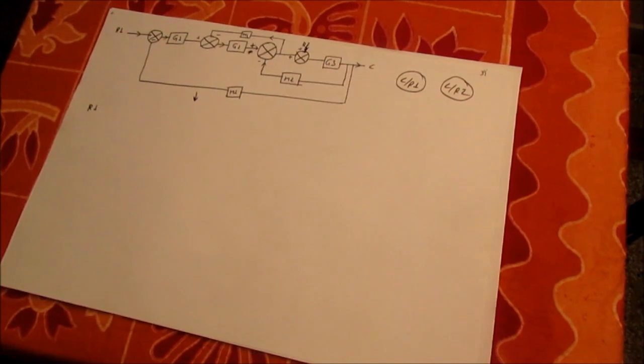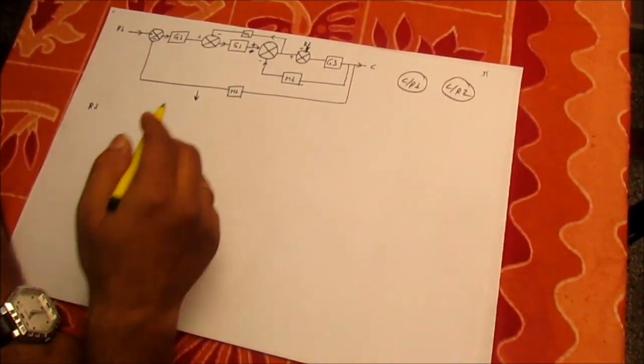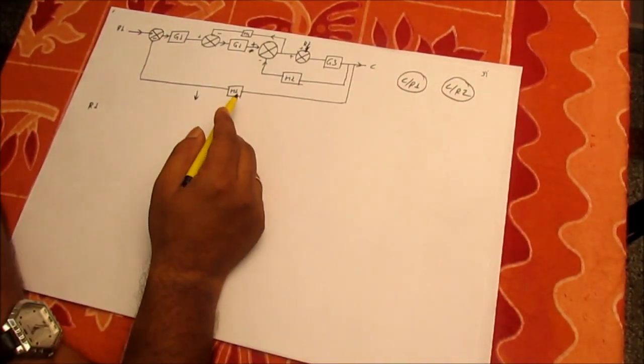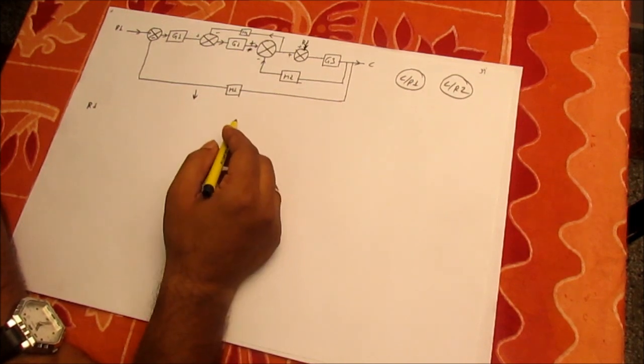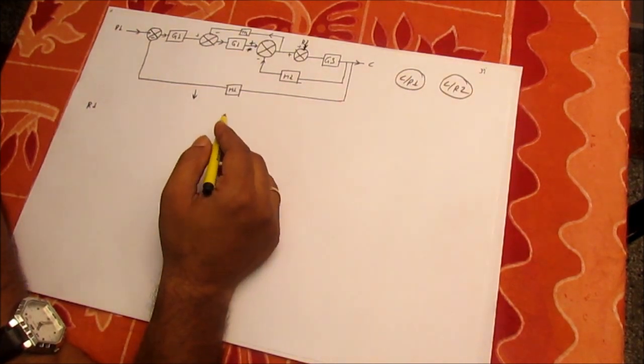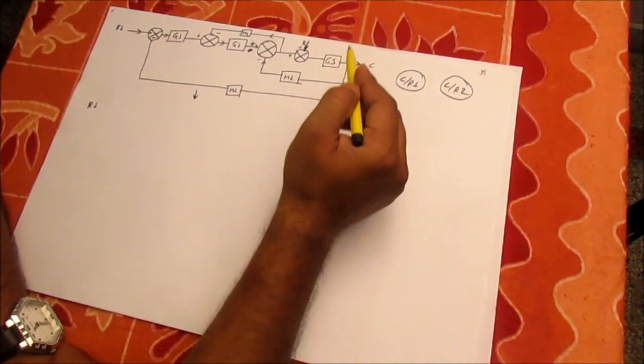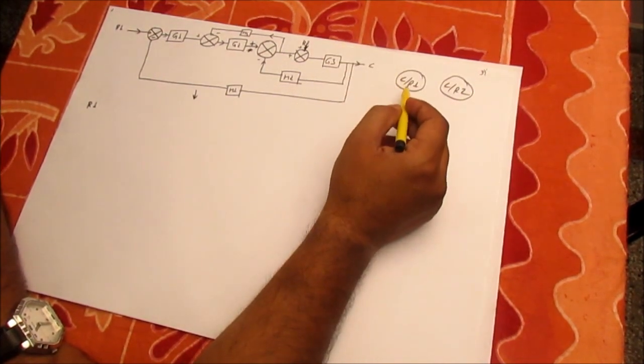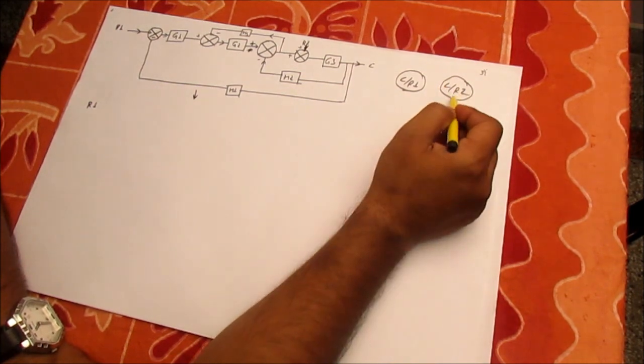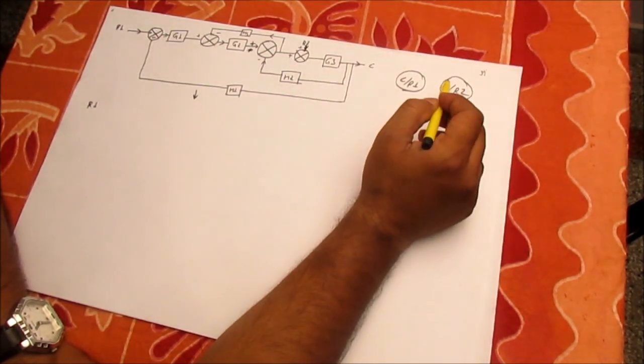Let's solve this exciting problem. We have been given this block diagram representation of a control system. Here we have two inputs, R1 and R2, and we have to find the output C by R1 and C by R2.